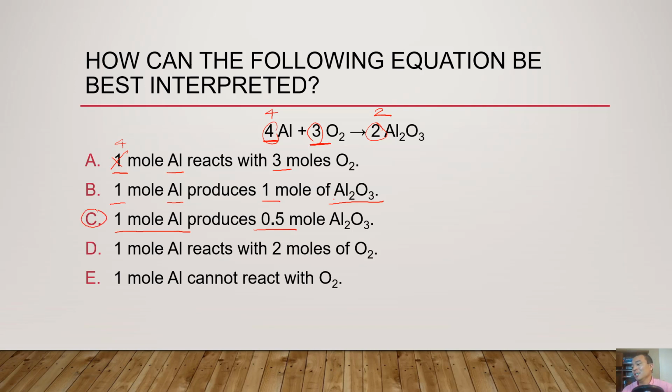So C is the correct answer. 1 molar of aluminum reacts with 2 molars of oxygen? No, it's actually 4 molars aluminum related to 3 molars of oxygen, or 1 mole of aluminum would have 3/4 of oxygen required. So basically C is the correct answer. That's the molar to molar relationship.